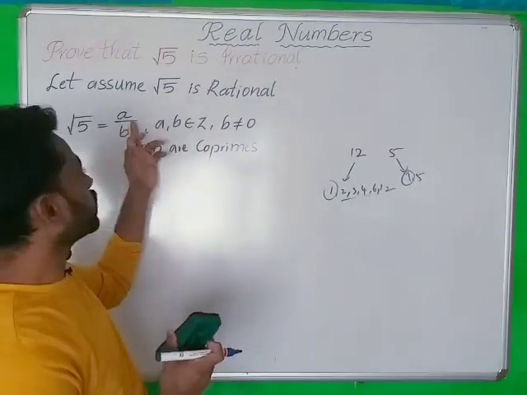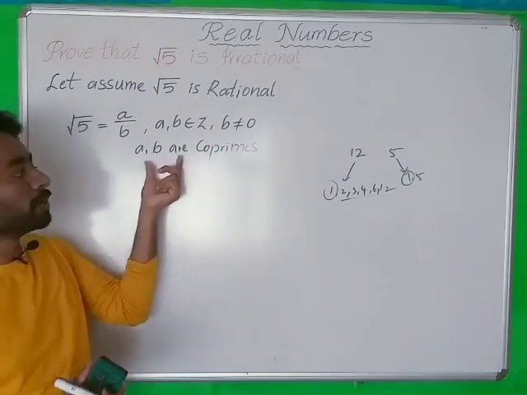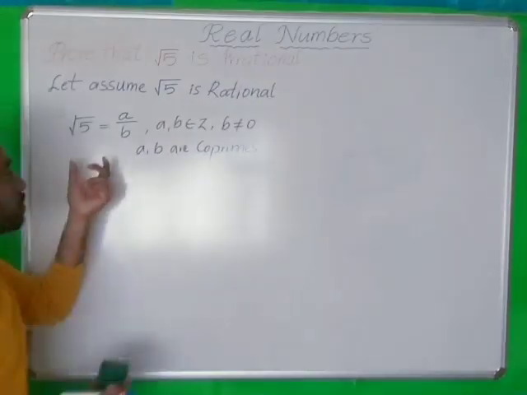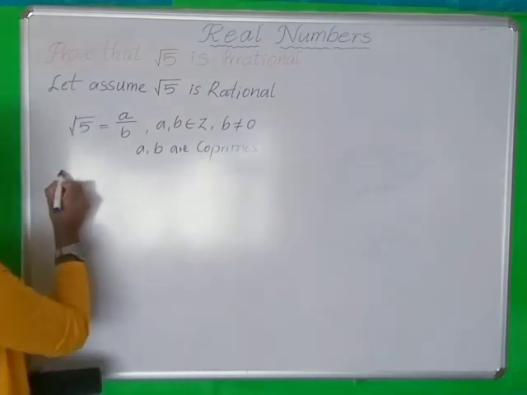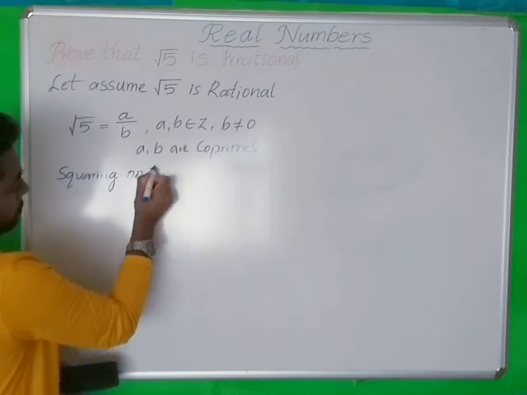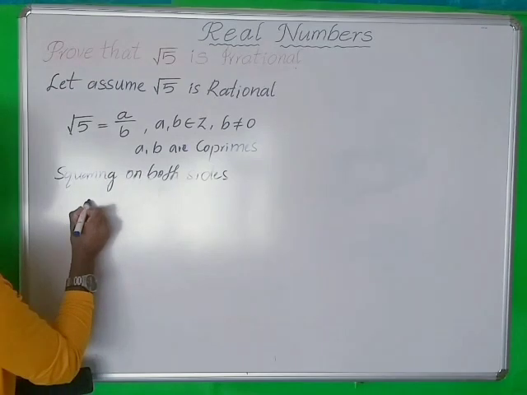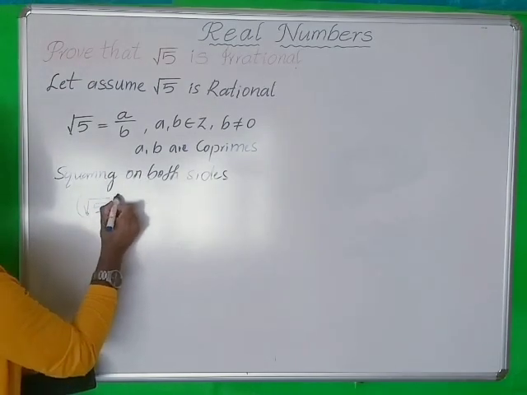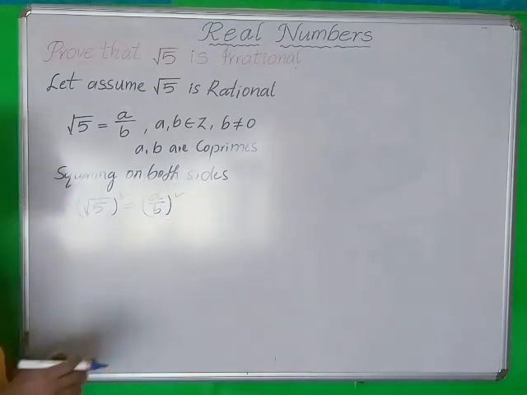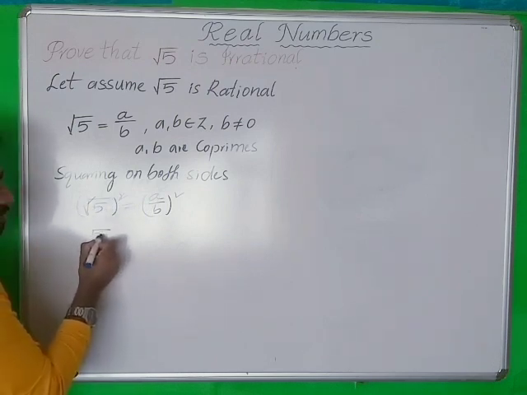So this is the standard form of a rational number, a by b, where a and b belong to integers, b is not equal to 0, and a and b are co-primes. Here this is the condition. Now we have to square both sides. Root 5 whole square equals a by b whole square. Square and square root cancel, and what remains is 5.